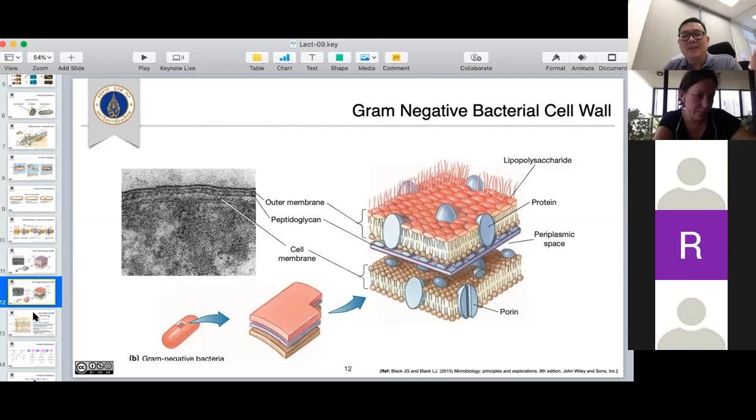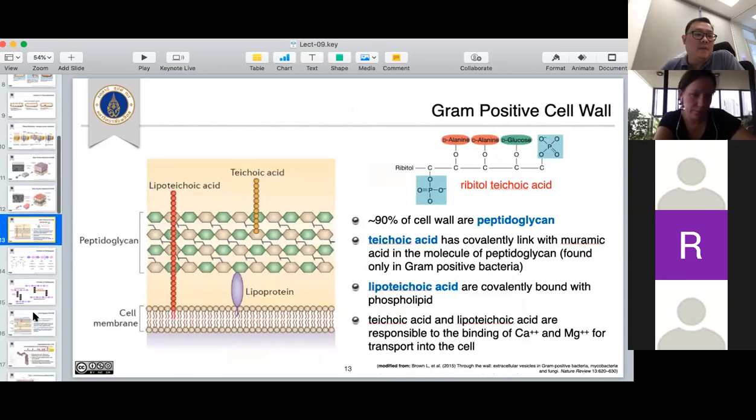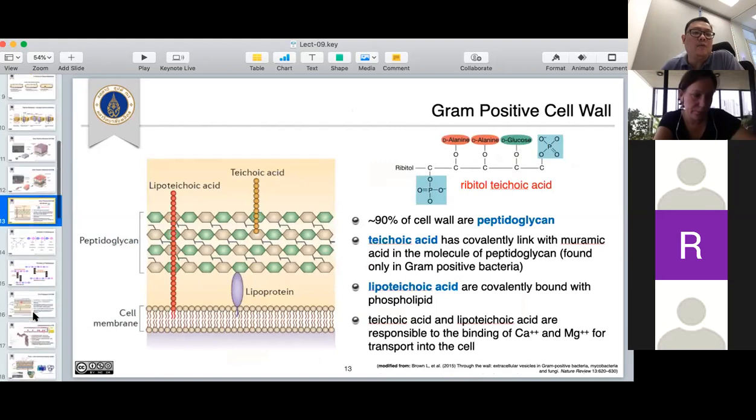Apart from gram-positive and gram-negative, we have another type. Let me see, I summarize things here. You can go and read this in depth: teichoic acid and lipoteichoic acid. This is characteristic of the gram-positive cell wall.